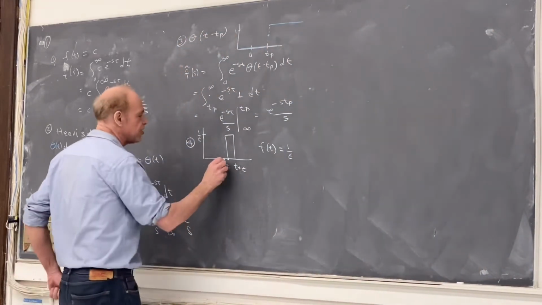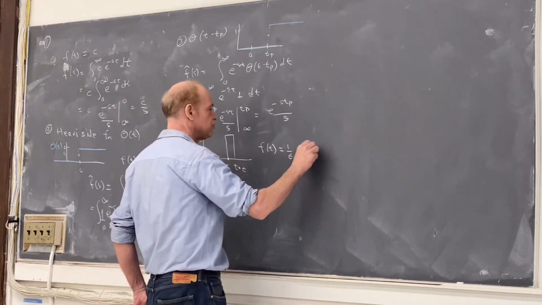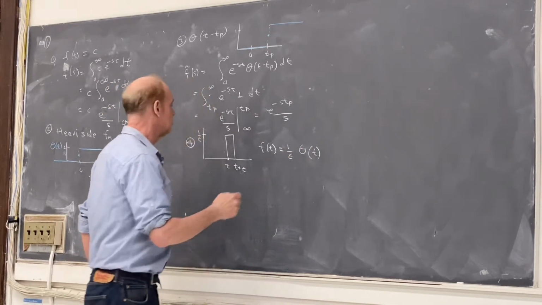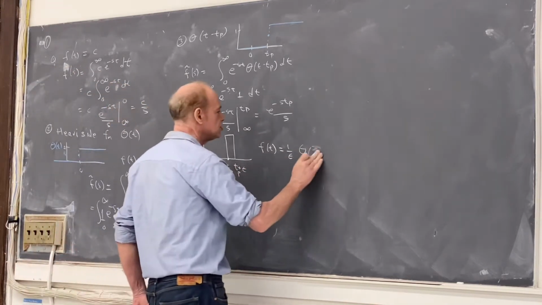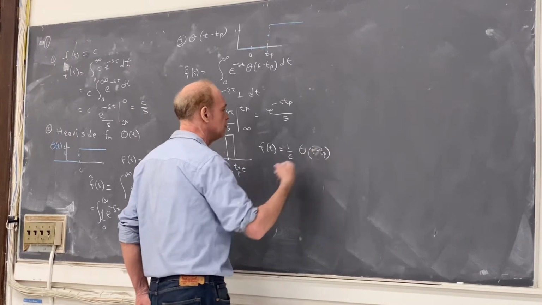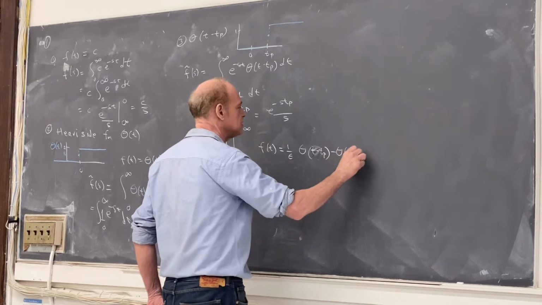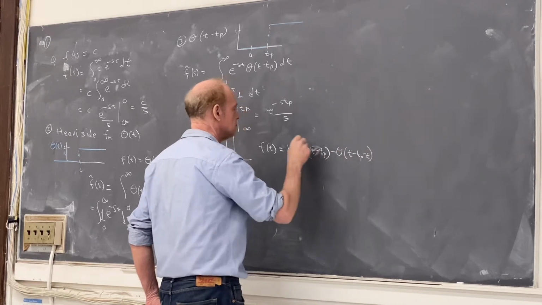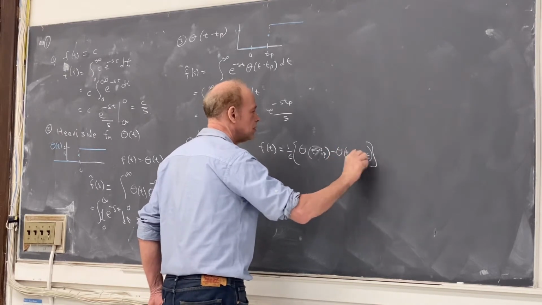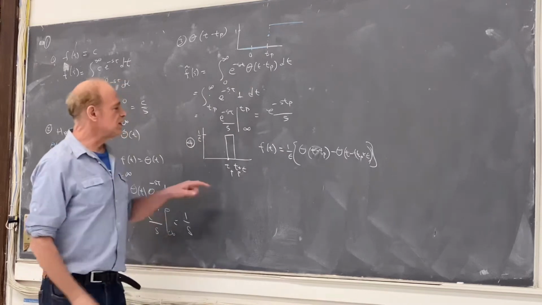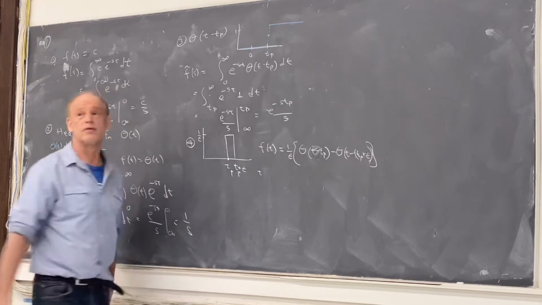This looks like a theta function minus another theta function. So this is theta of t. And actually, why don't we call this Tp and Tp plus epsilon? So this is theta of t minus Tp, minus theta of t minus Tp minus epsilon. Or why don't we put parentheses around this? So this is the step function in Tp minus the step function in Tp plus epsilon. Is that clear?